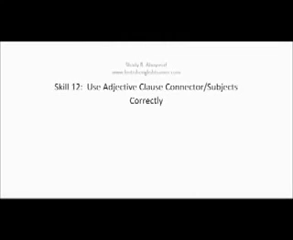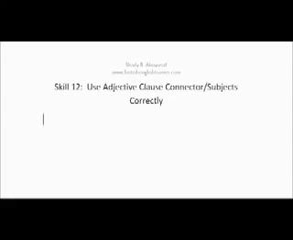Welcome everyone to a new episode of the TOEFL PBT structure section. Today we're going to speak about skill number 12, which is using adjective clause connector subjects correctly. Now let me put an example here in order to explain to you what an adjective clause is.